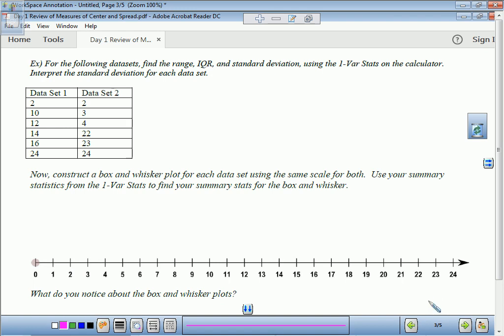Okay, on the back, we have 2 data sets here, and we're going to practice. I want you guys to find both the sample and the population standard deviation. Ladies, I would like you to do data set 1. Gentlemen, data set 2. Okay? 1 and 2. You're undecided. You can do 1 and 2.